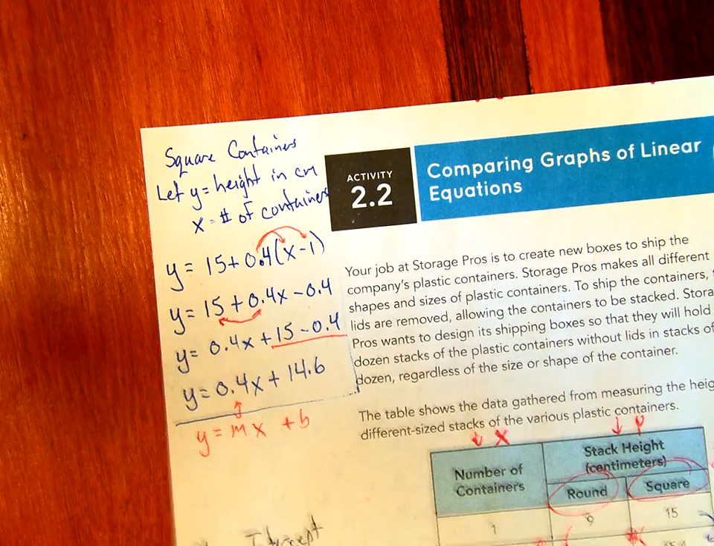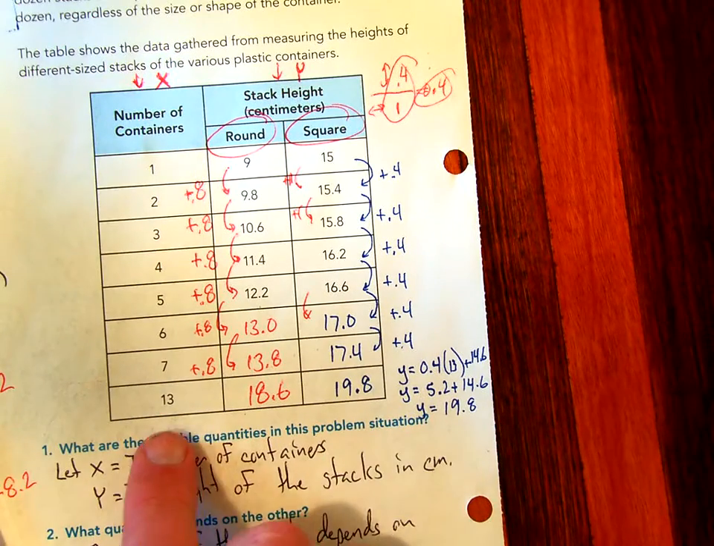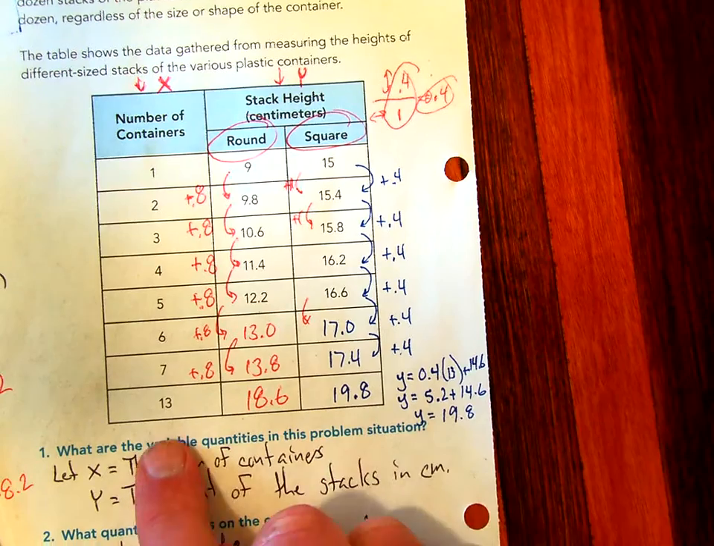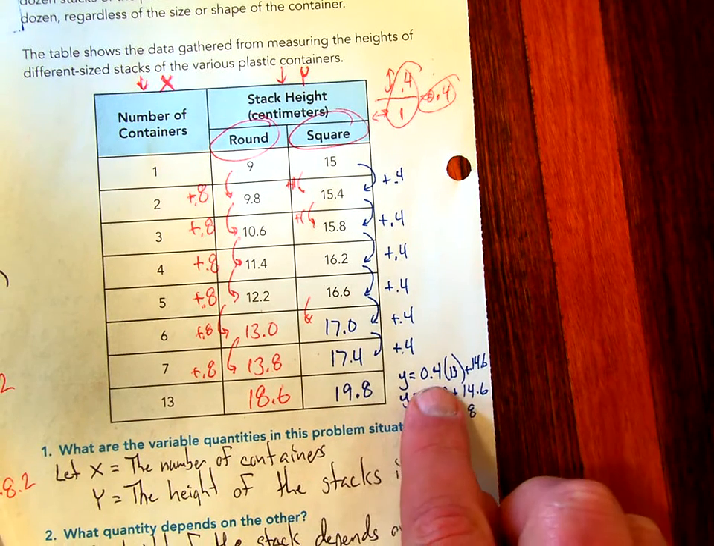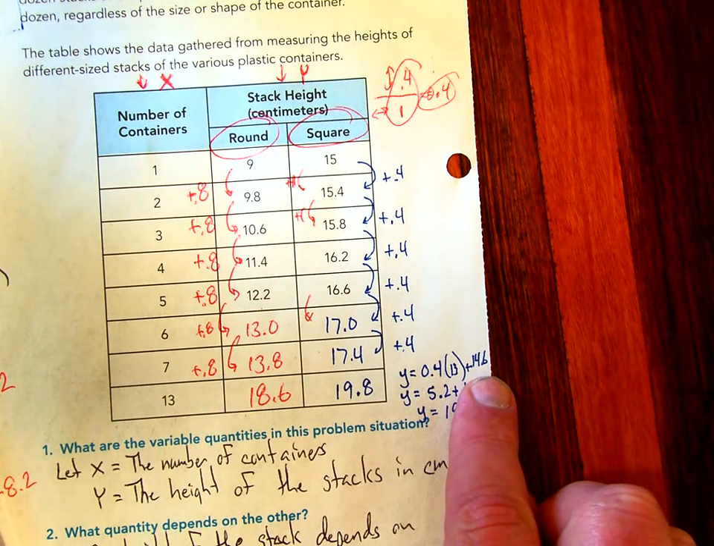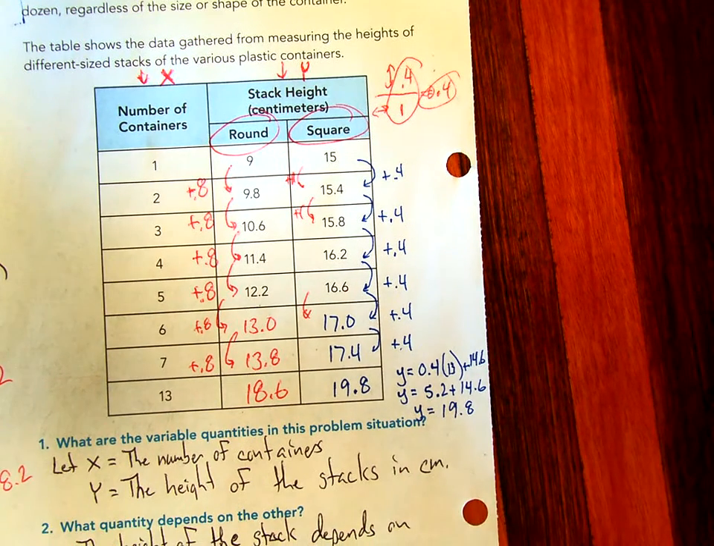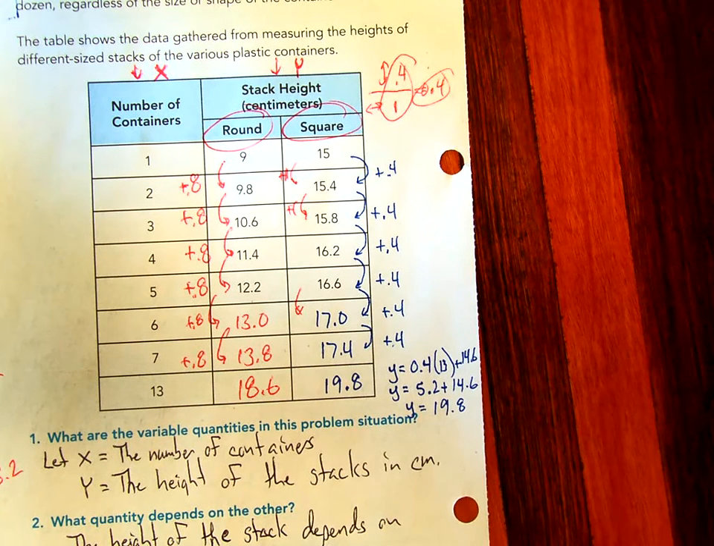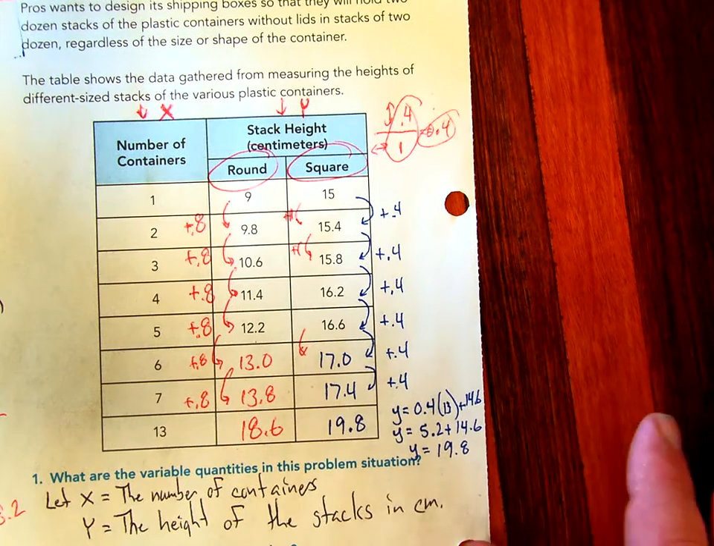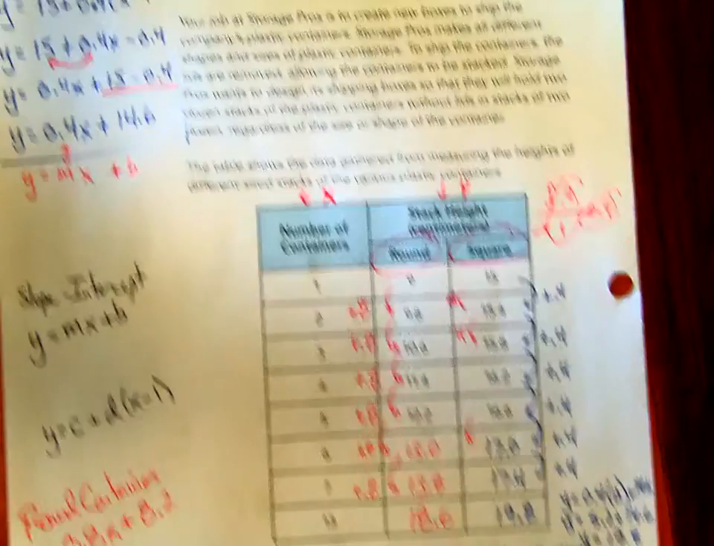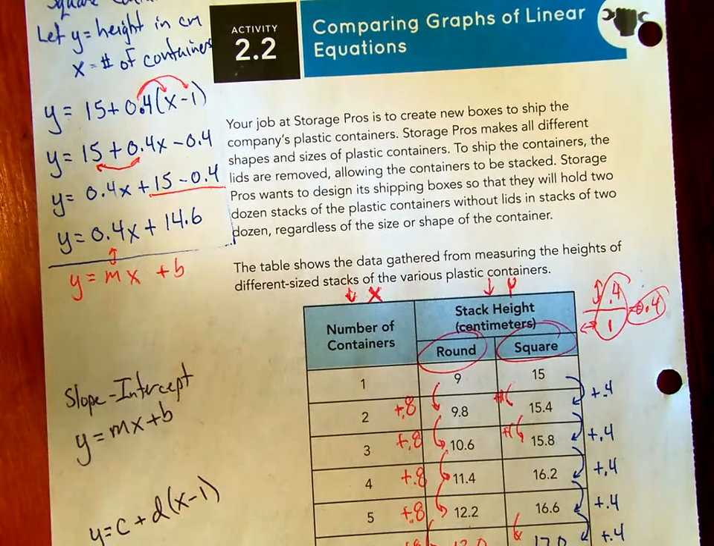Well, for the problem with 13 containers, let's put a 13 in for x. y equals 0.4 times 13 plus 14.6. I'm just using the equation we set up above. y equals 5.2 plus 14.6. 5.2 plus 14.6 is 19.8. And so we used an equation to find the height for 13 containers. And we can use that equation to find the height of any number of containers or to find the number of containers for any height. So I find it very convenient to turn sentences, graphs, or tables into equations.